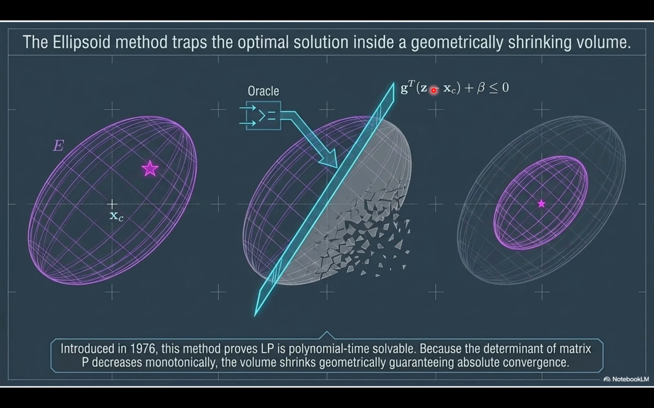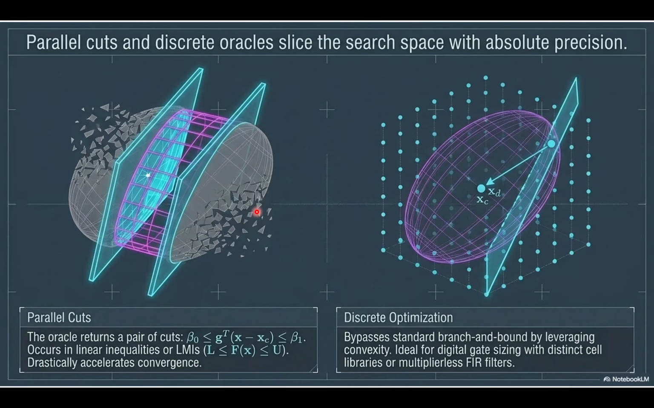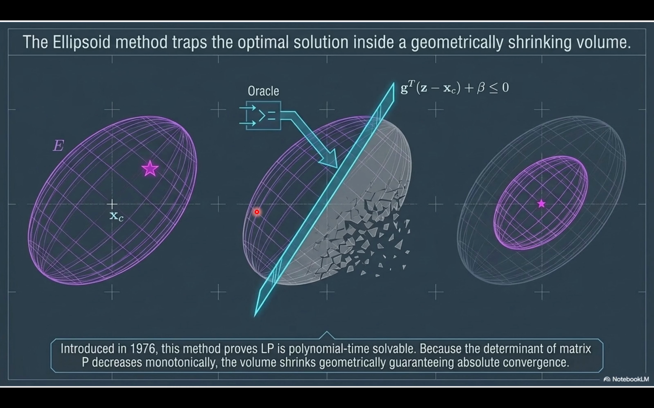The oracle evaluates the center point and mathematically guarantees the absolute best solution is definitely not on this side of the line. And the algorithm just instantly discards that half of the space. Yep. It then draws a new, tighter ellipsoid around the remaining half, finds the new center, and queries the oracle again. The volume of your search space shrinks geometrically with every single cut.